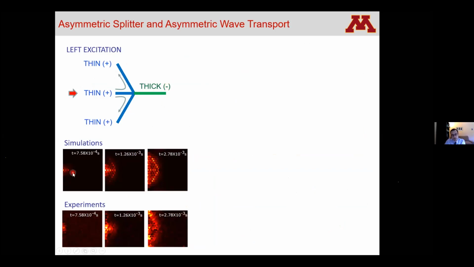And these are three snapshots of our simulations that indicate that indeed an excitation that comes in from this side is bound to remain localized at this edge. Okay? And these are three snapshots from our experiment, which confirm the same kind of behavior.